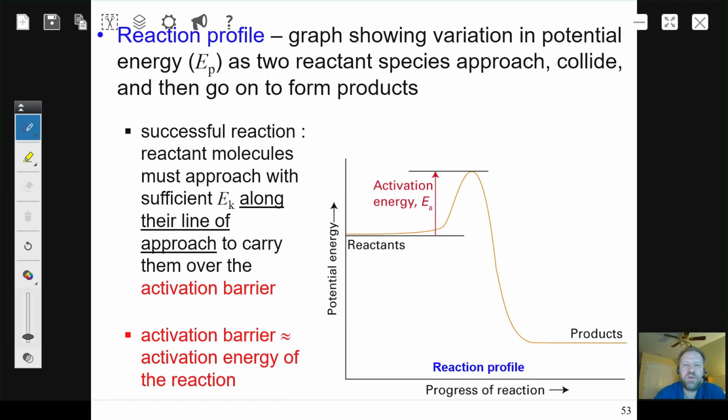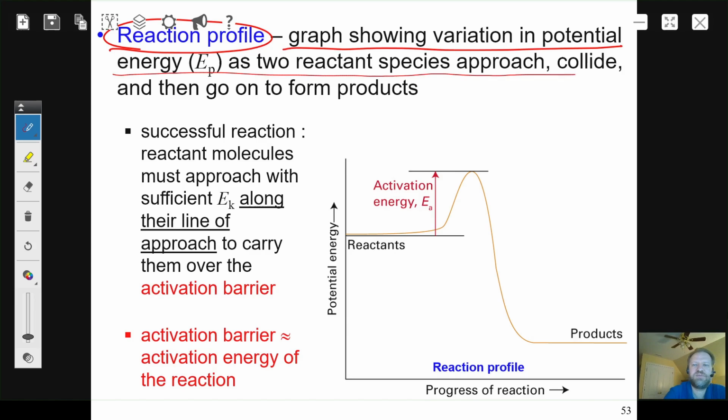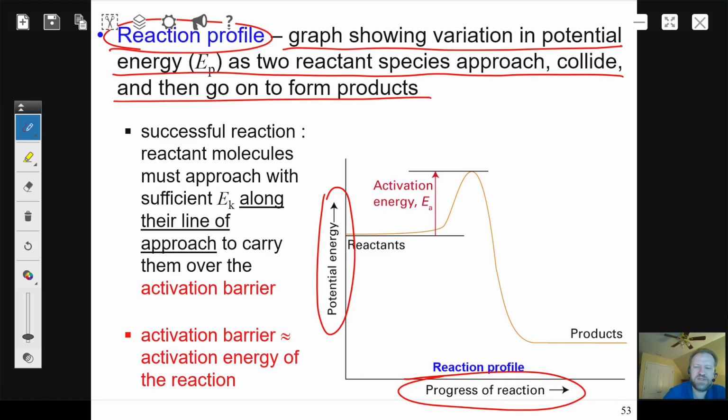The progress of a chemical reaction can be traced using the so-called reaction profile. Reaction profile is basically a graph that shows variation in potential energy as two reactant species approach, collide, and then go on to form products. It is usually a two-dimensional plot along the y-axis of which we show the potential energy, and along the horizontal x-axis we plot the progress of reaction, which sometimes can be associated with the so-called reaction coordinate, which could be a distance, could be an angle, or a combination of those.